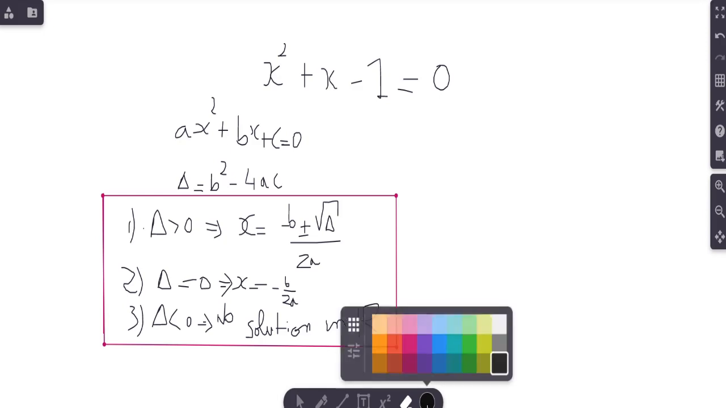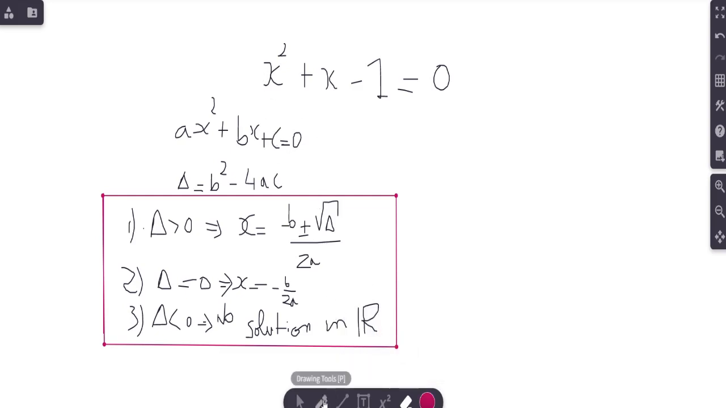Okay. So first we are going to remember what is a second degree equation. So in general we have a x squared plus b x plus c equals 0. Okay, so we have to identify the coefficients. So in our case, a is 1, b is also 1, and c equals minus 1.